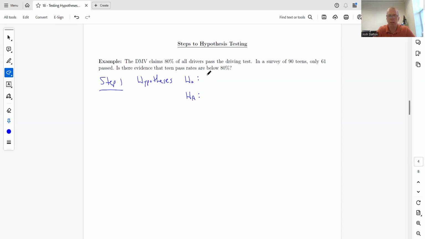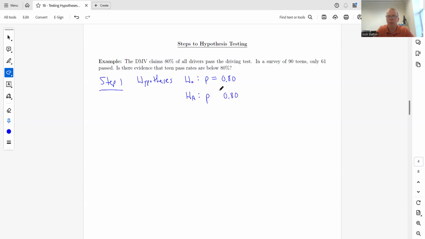So our parameter is p, and the null hypothesis is always equals. So what does p equal? If you're reading this problem, what would the population proportion be? It would be 0.8 or 80%. And then the alternative is always going to use the same parameter. So if this is p, this is going to be p. They're not going to change. And it's also going to use the same number.